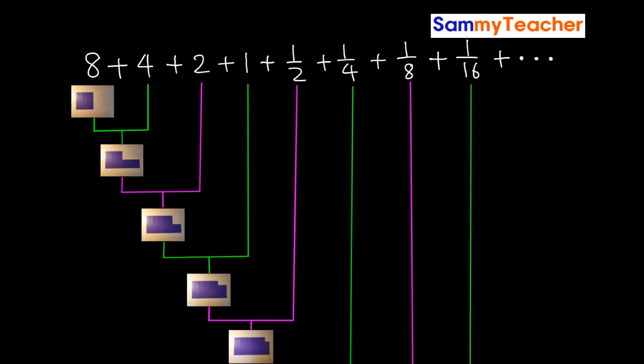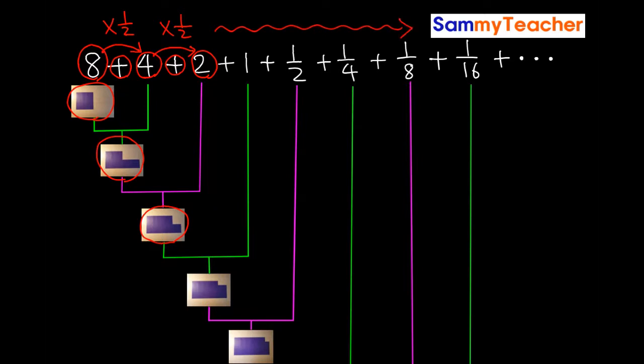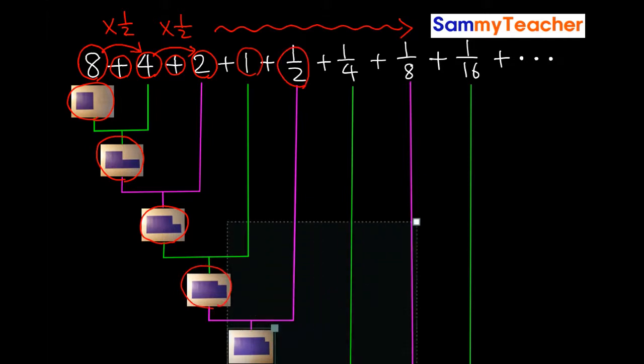Now, let's put the numbers and the images together. We started with the first term, 8, this area, and multiplied that number by 1/2 to find the next term, which is 4, and we added the number, and the area increased, and we multiplied the new term by the same number to find the next term, which is 2, and we added that number also, and the area increased a little bit more, and we did the same thing over and over infinitely, each time adding on the half of the previous term.